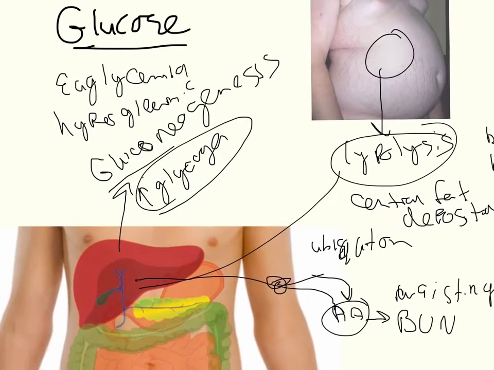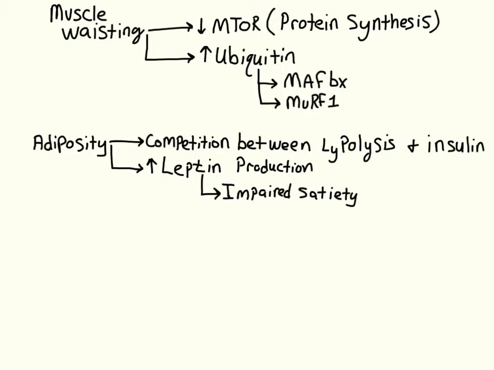And then lastly, we said we get hyperglycemia with Cushing's. With Addison's, you get hypoglycemia. To make a few summary statements, you get muscle wasting. This happens through two mechanisms. You have a decrease in mTOR, which is protein synthesis, and you have an increase in ubiquitin, specifically the MAFbx and the MuRF1. These ubiquitins free up amino acids to be used by the liver.